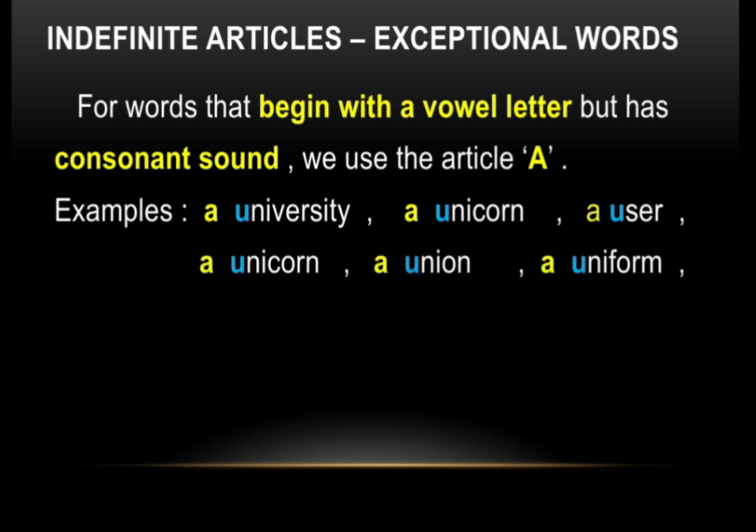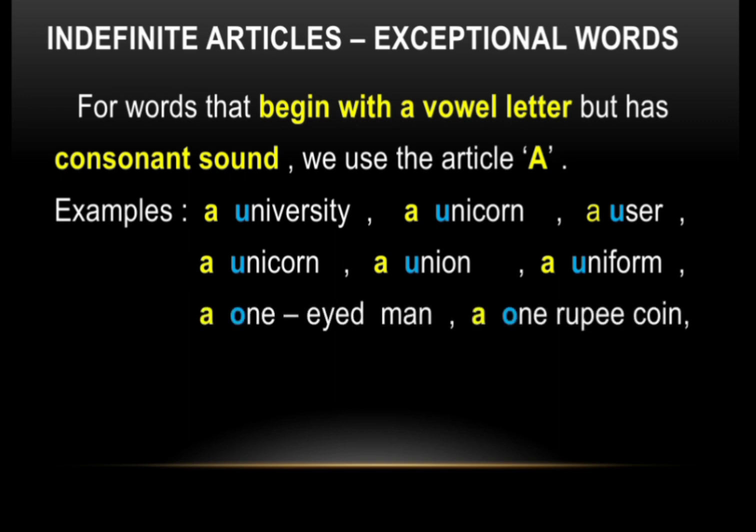A unicorn, a union, a uniform. All these words, though they begin with U, have a consonant sound. Next, a one-eyed man, a 1 rupee coin. This one has the sound of W, W-O-N, one. So that sound this one has, and so it takes a, though it begins with a vowel letter, it has a consonant sound. A European, again here we have this YU sound.